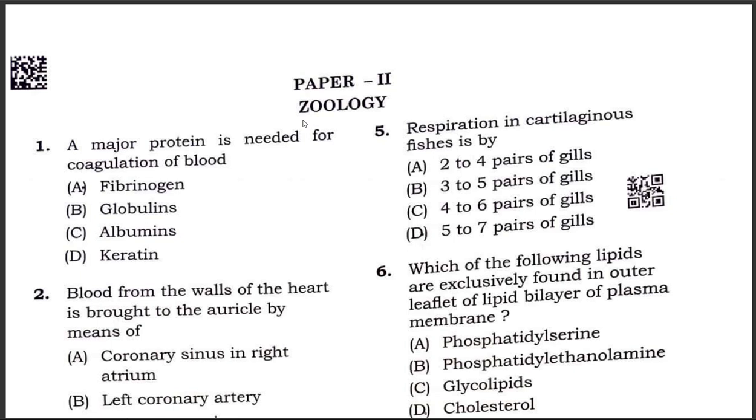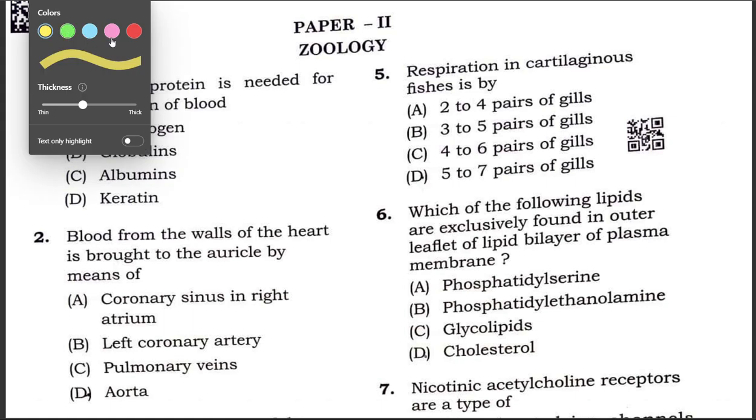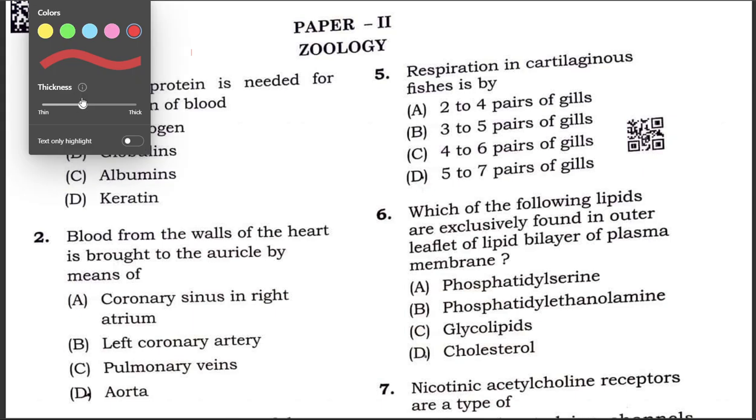Today we will discuss this MPPSC paper for Zoology for assistant professor that was conducted on 4th of August 2024. So let's start. A major protein that is needed for coagulation of blood is, as you all know, fibrinogen. Fibrinogen is the right answer for the first question.